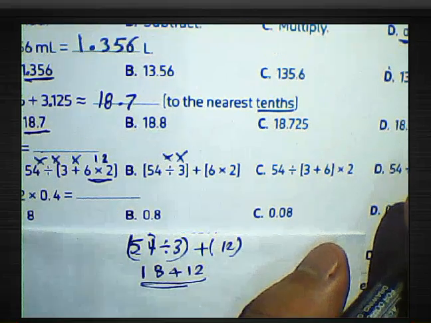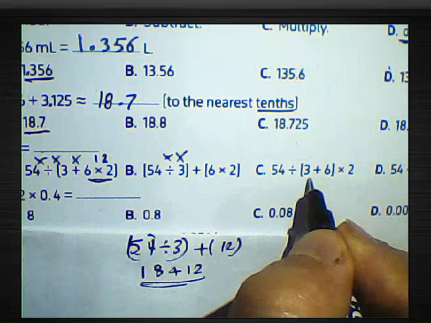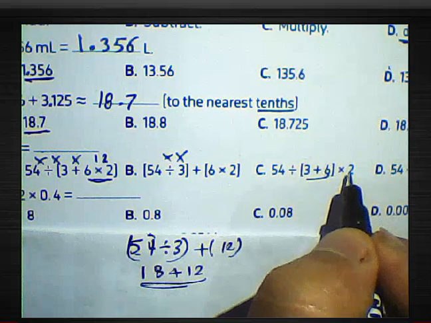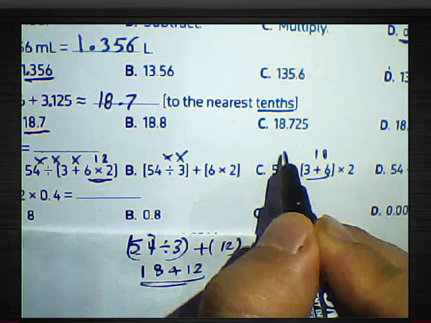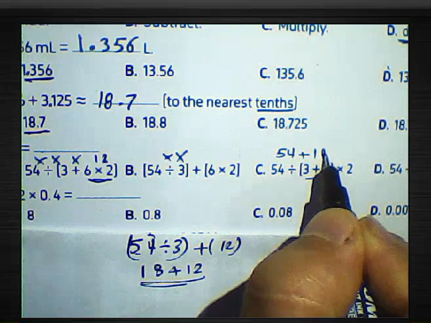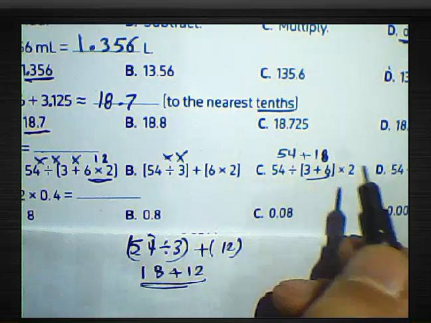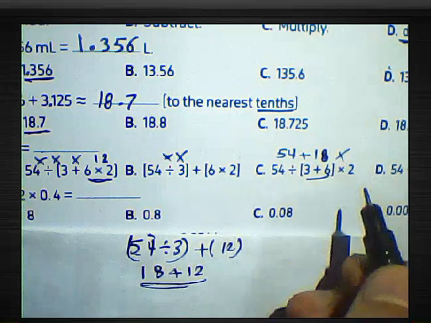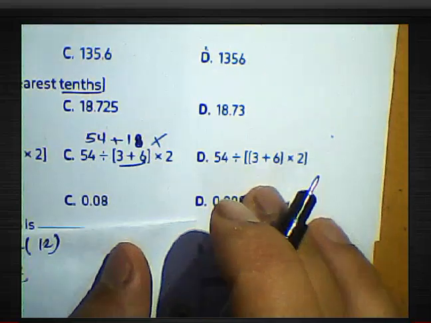What about letter C? Ask yourself. 3 plus 6 equals 9. 9 times 2 equals 18. 54 plus 18 equals what? It's a number greater than 12. So it's false. What about letter D?